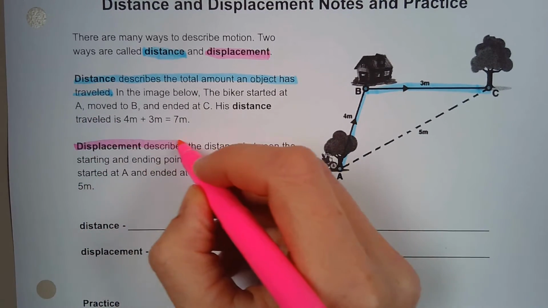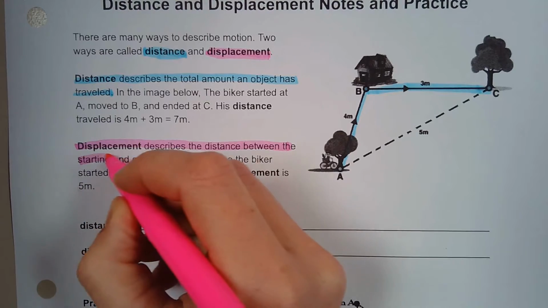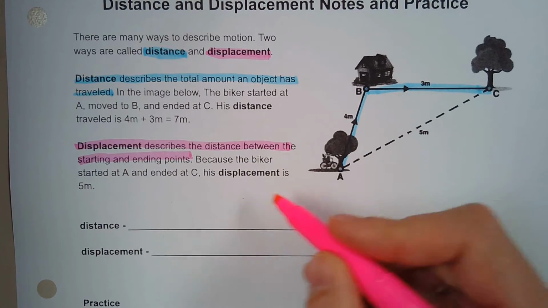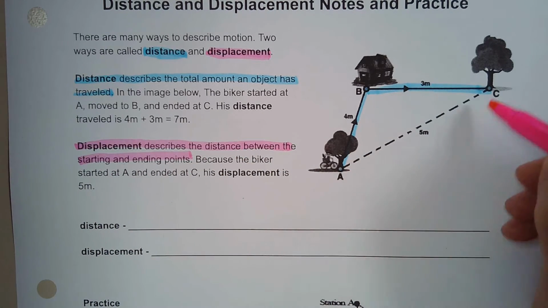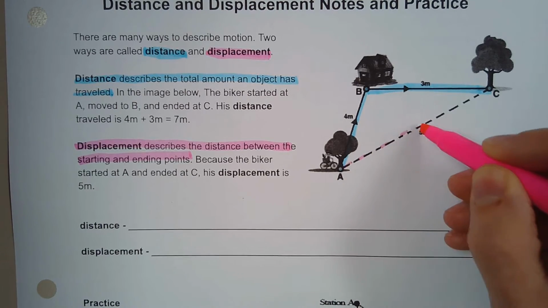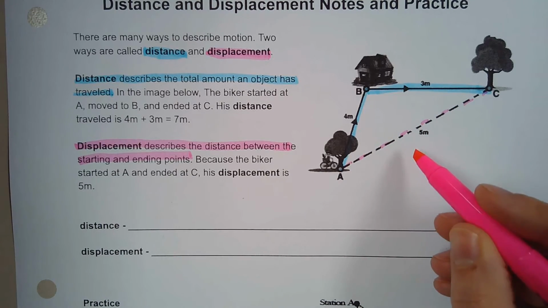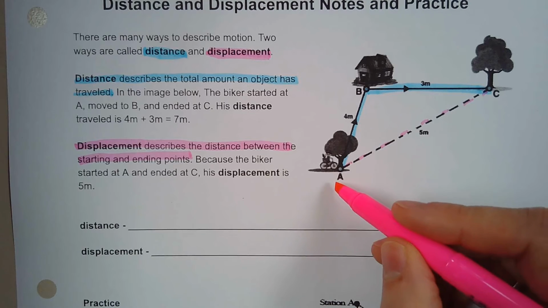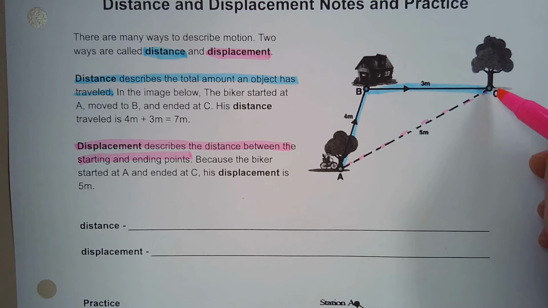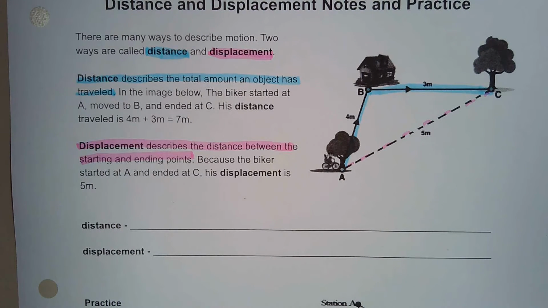Displacement describes the distance between the starting and ending points only. So because the biker started at A and ended at C, his displacement is 5. So the point A is 5 meters away from point C, so that's his displacement. And so we can write this.